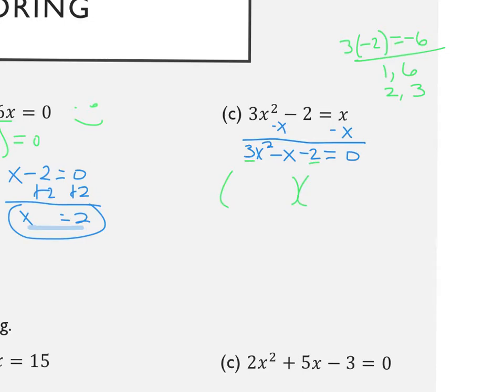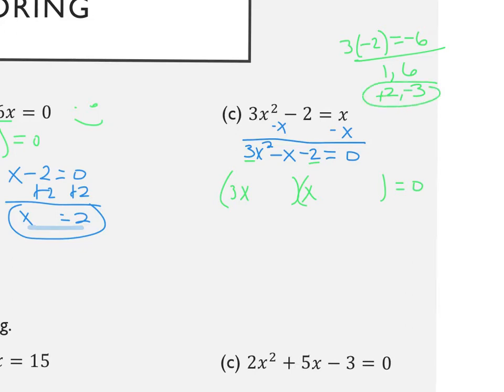We'll set up our empty parentheses. We know what times what equals 3x squared. Well, we'll have a 3x and an x. Now we have to ask ourselves which pair, when we add together, we get negative 1. And hopefully you recognize that if we have positive 2 and negative 3, we're good there.